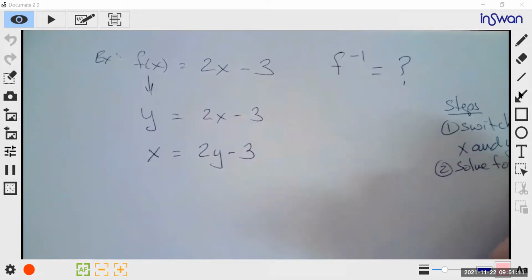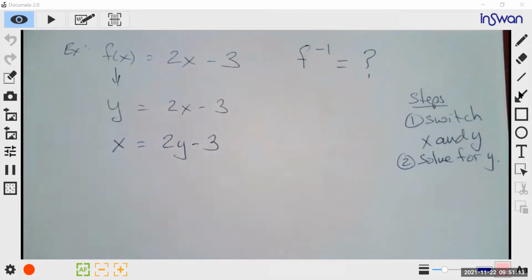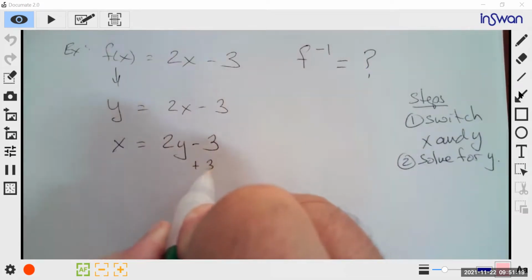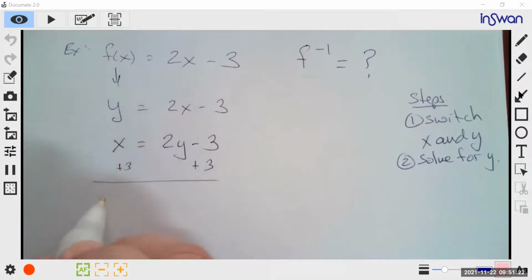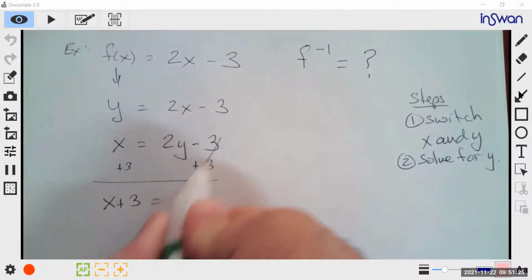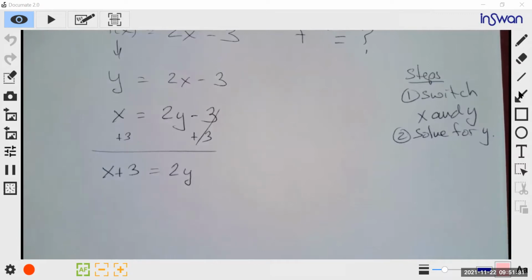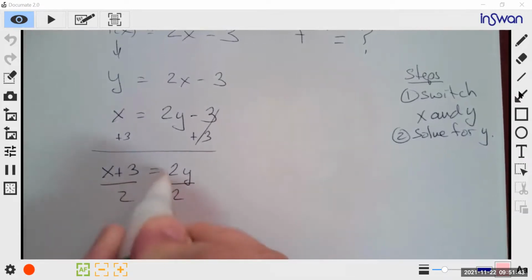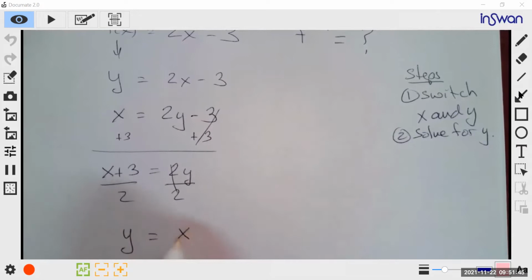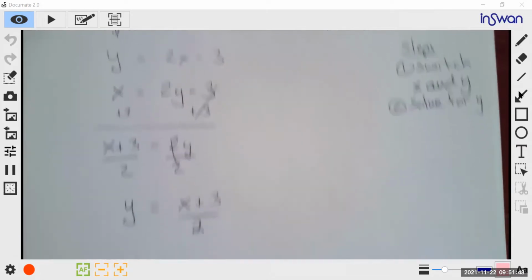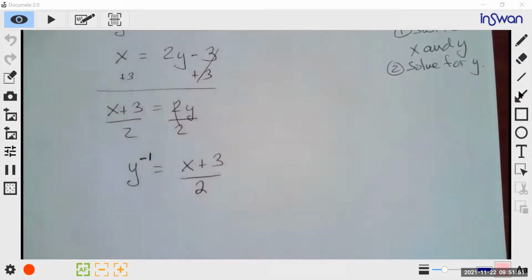Then second is solve for y. Add 3 to both sides. X plus 3 equals 2y. Then we have to get the y by itself, so we divide by 2. So y is equal to x plus 3 over 2. That is my inverse function.